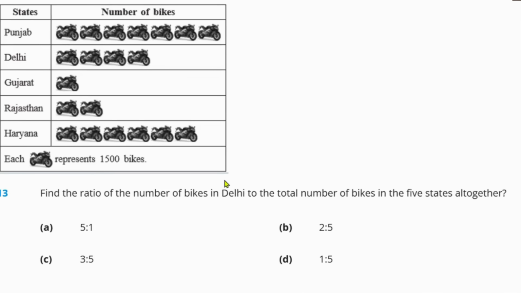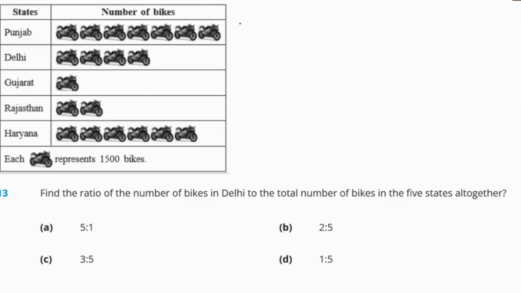Okay. So here the next graph is given, a pictograph. So here the states, Punjab and others, have a number of bikes. Each bike represents 1,500 bikes. So here we have to find the ratio of the number of bikes in Delhi to the total number of bikes in the 5 states altogether.